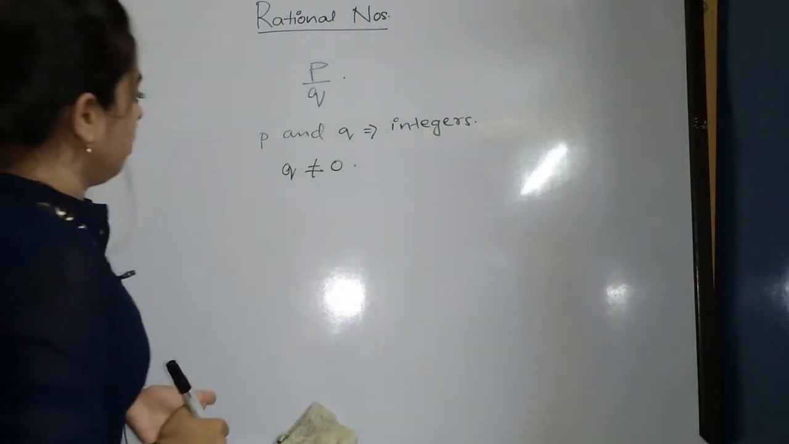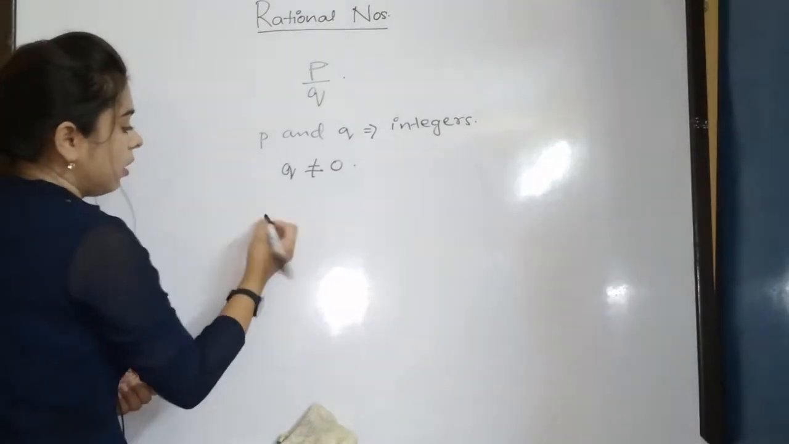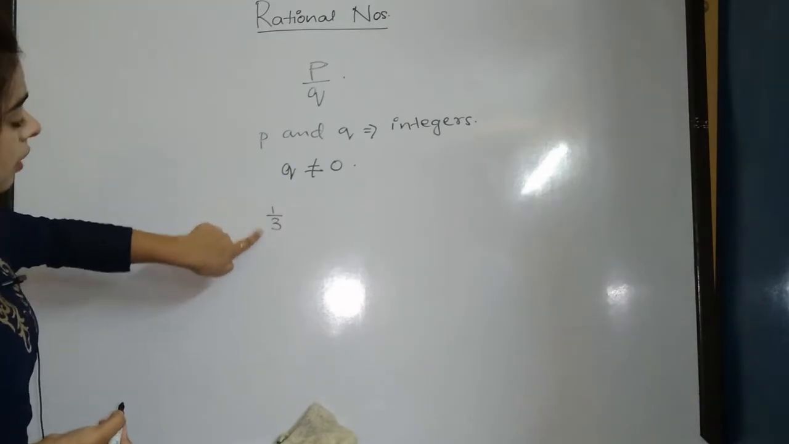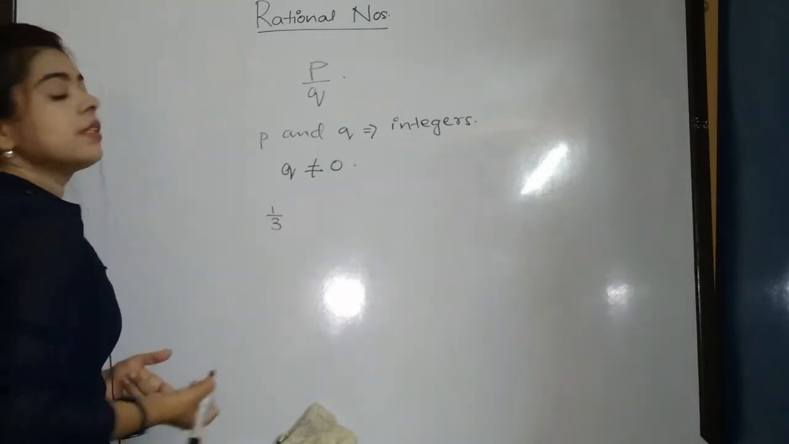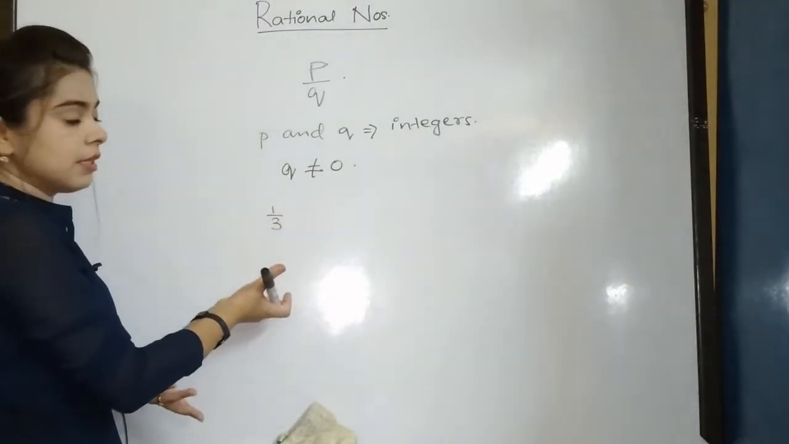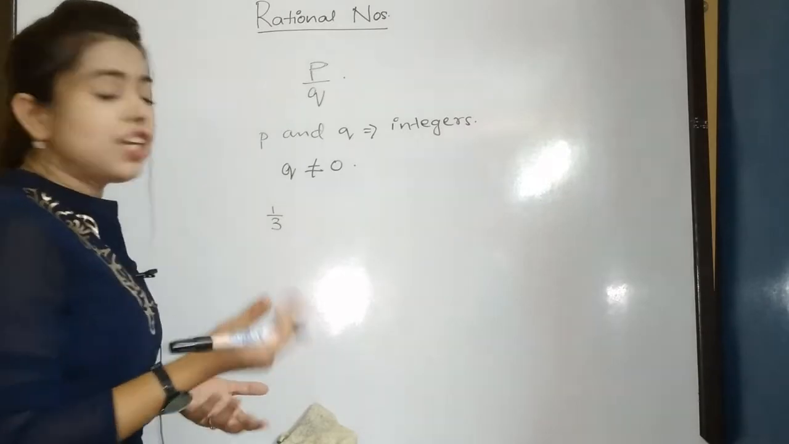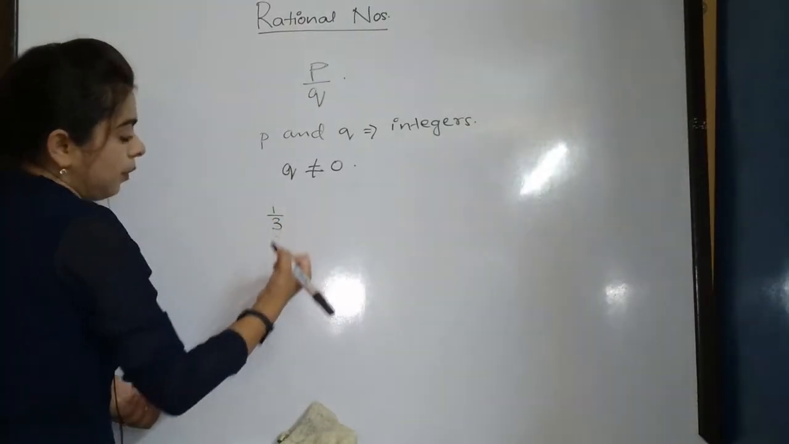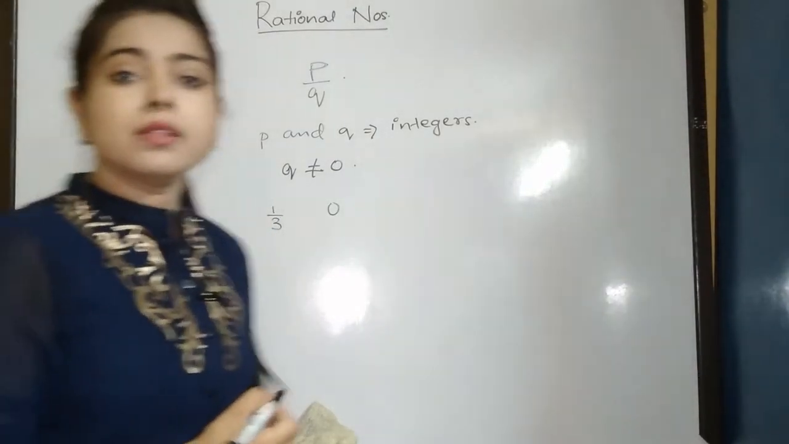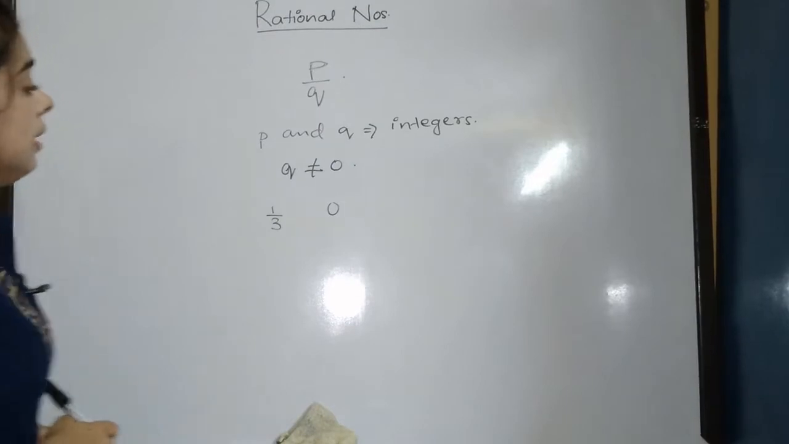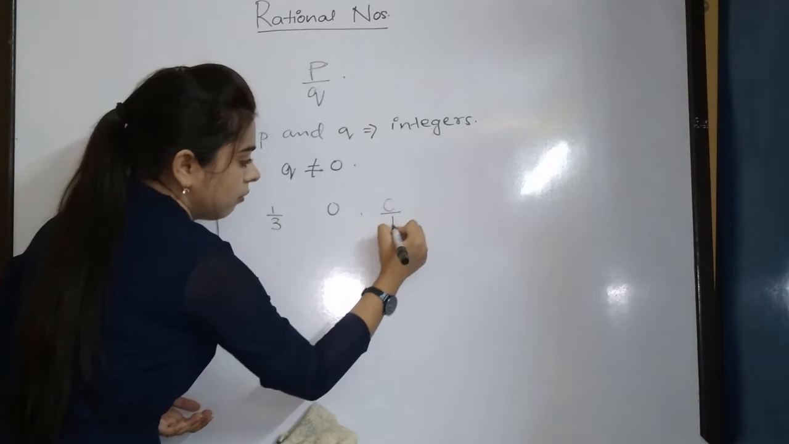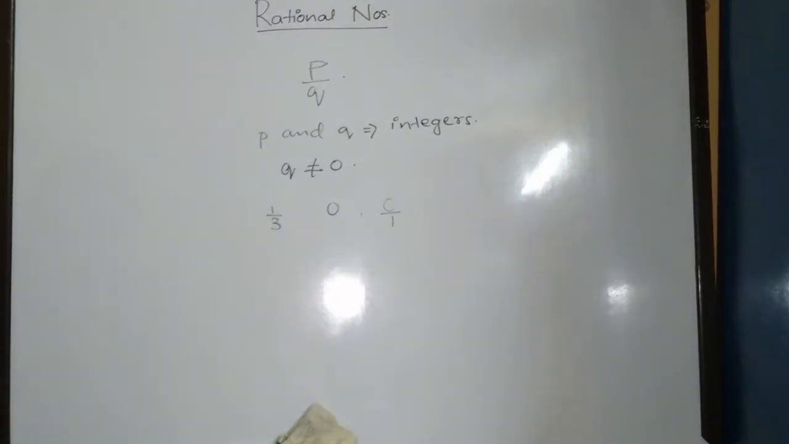Now let's take some examples. If I say 1 by 3, this is a rational number because 1 is an integer, 3 is also an integer, and we are representing it in the form of p by q. So 1 by 3 is a rational number. Now if I give you an example like 0, do you think 0 is a rational number? Yes, 0 is also a rational number. How? I can write 0 as 0 by 1, which is also 0. So 0 is also a rational number.